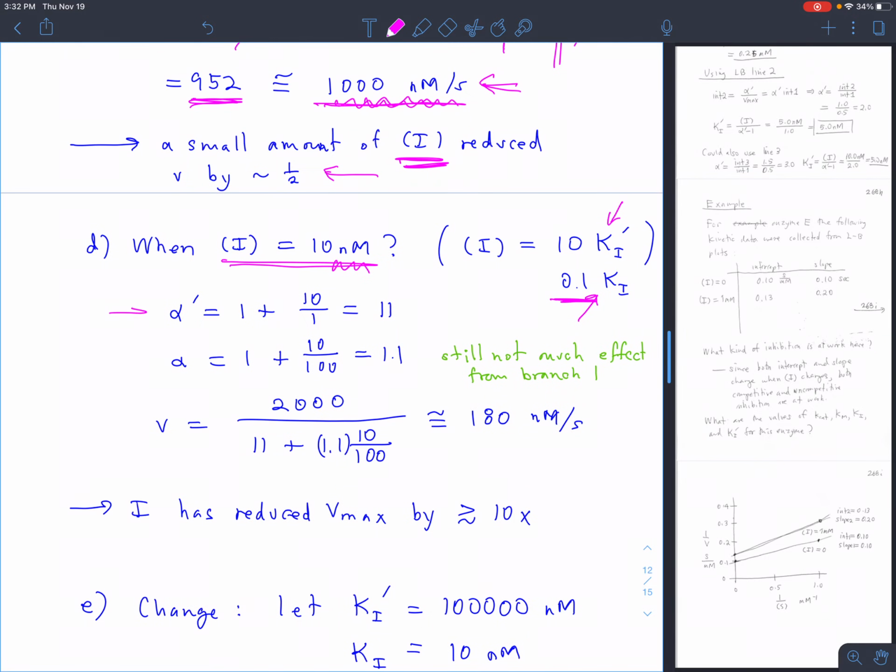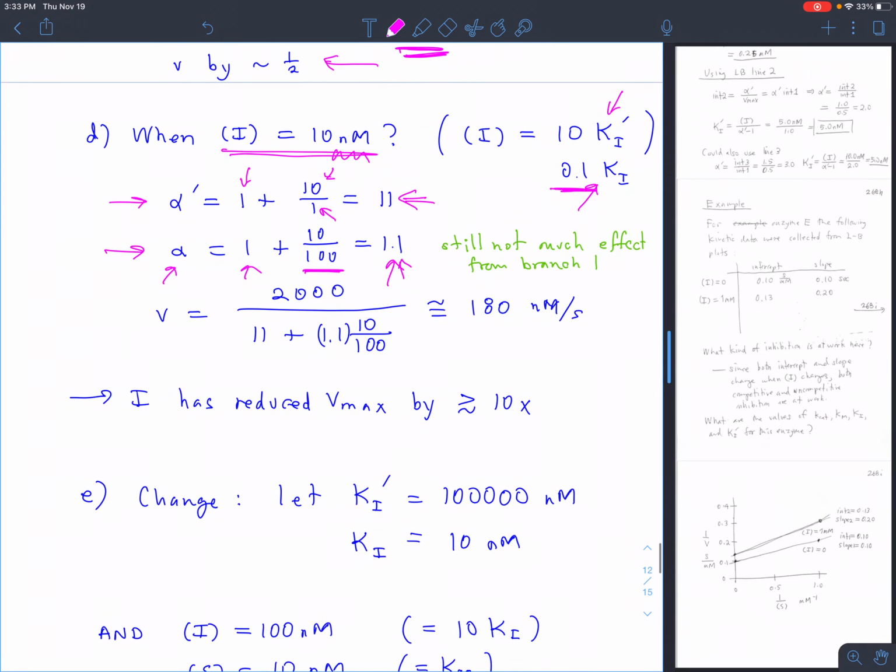And so, calculating alpha prime, alpha prime is now 1 plus I concentration over Ki, which is 11, indicating that branch 2 is strongly inhibiting things now. But branch 1 is still 1 plus 10 over 100, which is 1.1. Okay, that 0.1 isn't 0. We're getting a tiny amount of inhibition from branch 1, but still not much.